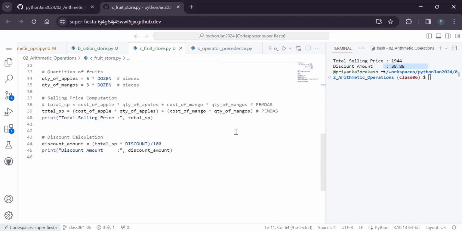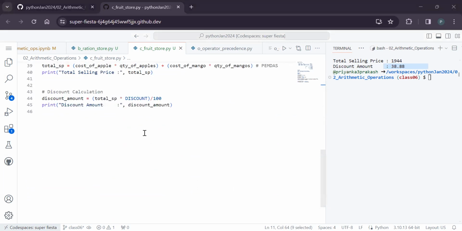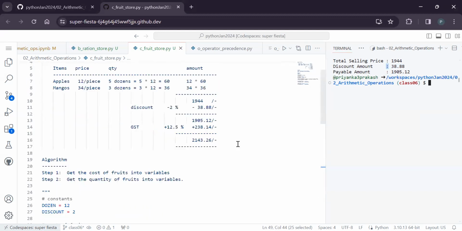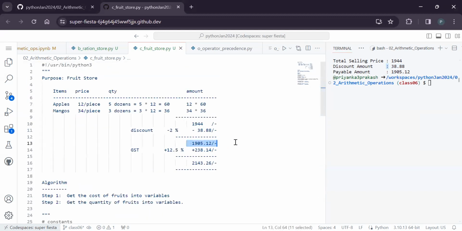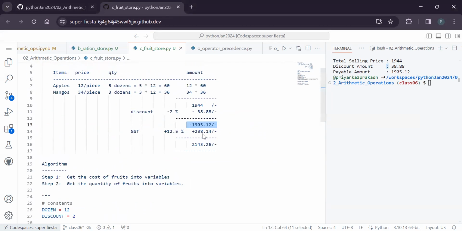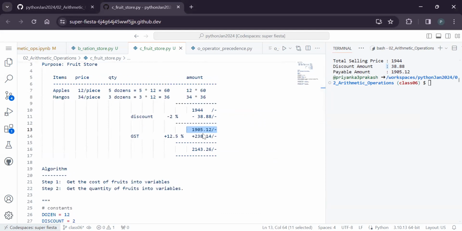Now we need to subtract the discount. So what is the total payable amount? Payable amount will be selling price minus discount. You got the answer? So you got 1905.12, sorry. Now, after the discount, what else do we have? We need to work on the selling price, GST. So we need to calculate the GST.